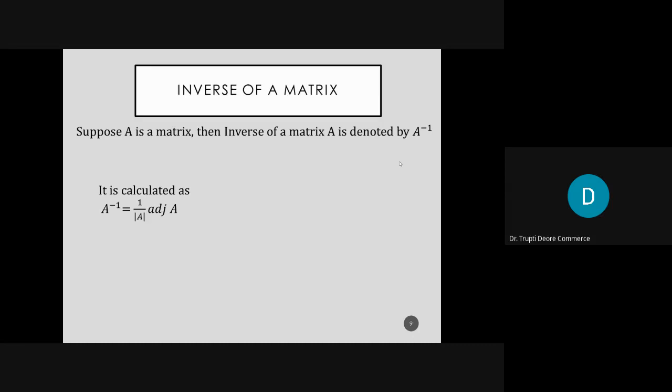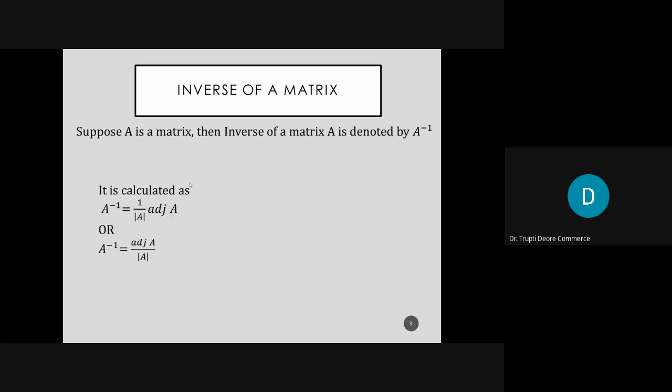So for the inverse calculation, we need the determinant of the matrix and the adjoint of the matrix. So either you use this formula, or, since this is a multiplication here, just shift it here. So you will get another formula: the inverse of matrix A is equal to adjoint A divided by determinant A.